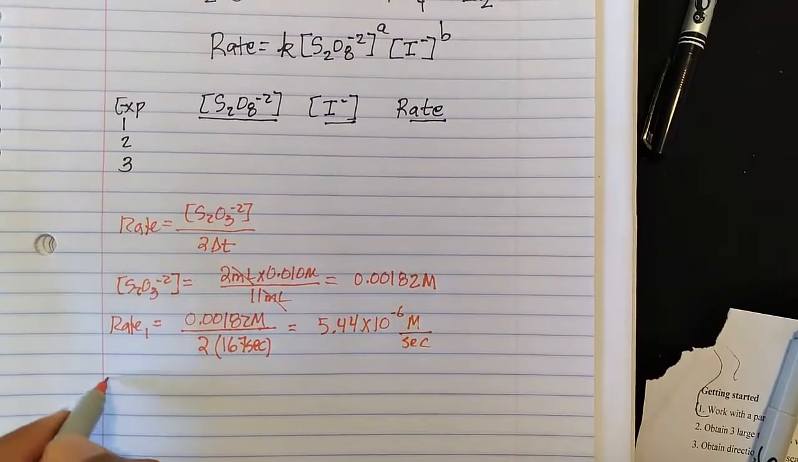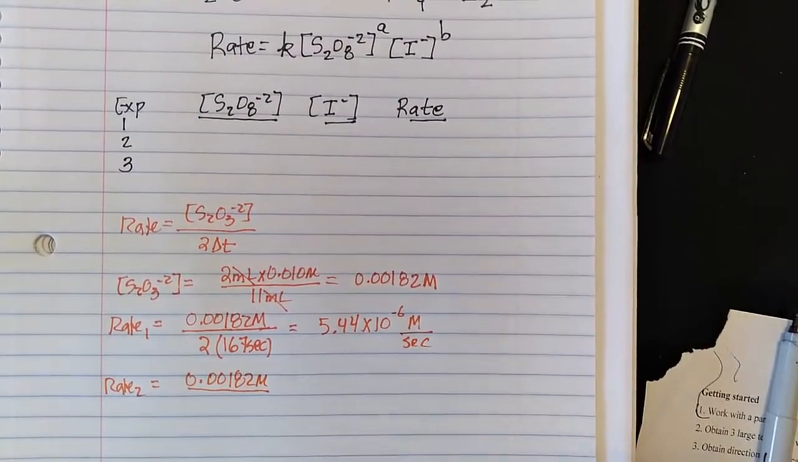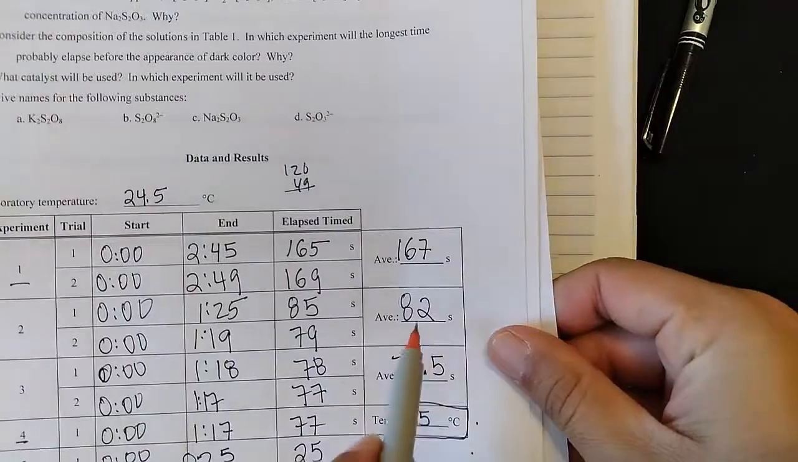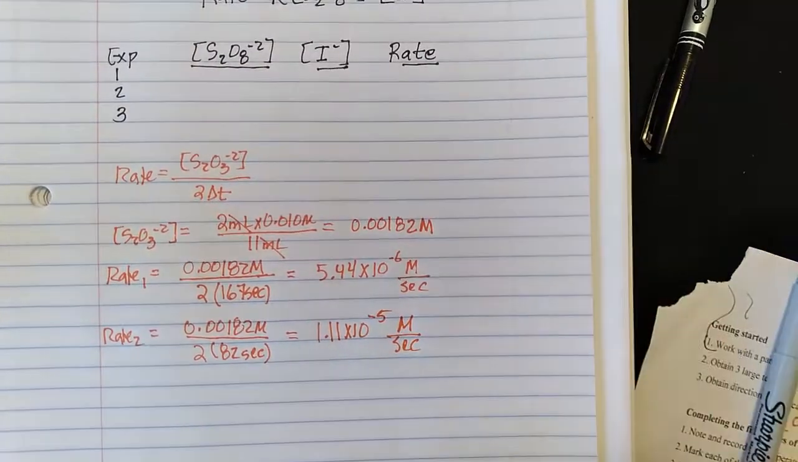And let's do the same thing for rate 2 and 3. The time for a color change for experiment 2 was 82 seconds. So we can put that here, put this here. Let's figure out rate 3.